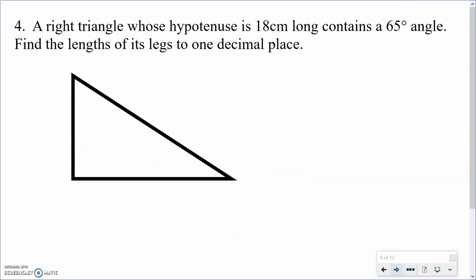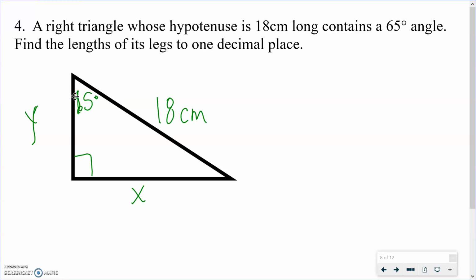Next one. We have to label all these pieces. It says a right triangle, so it's a right triangle whose hypotenuse is 18 centimeters. It contains a 65-degree angle. I'm just going to say this is the 65-degree angle. Find the lengths of its legs to 1 decimal point. So now we want to find both of these, and so we'll call these x and y. All right. So the first thing I'm going to do is find x.